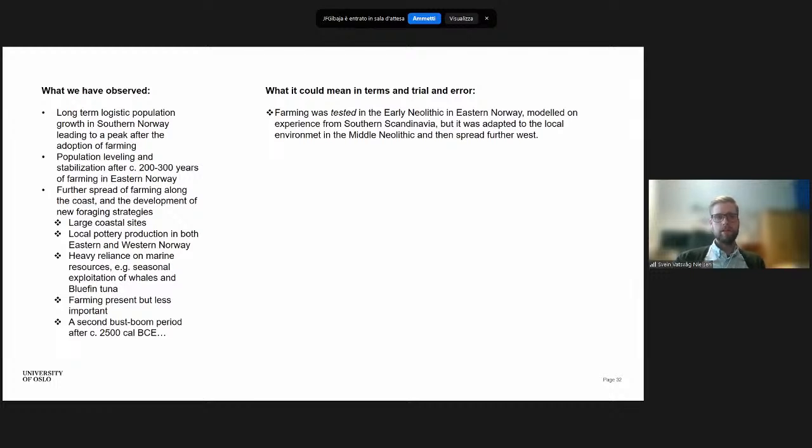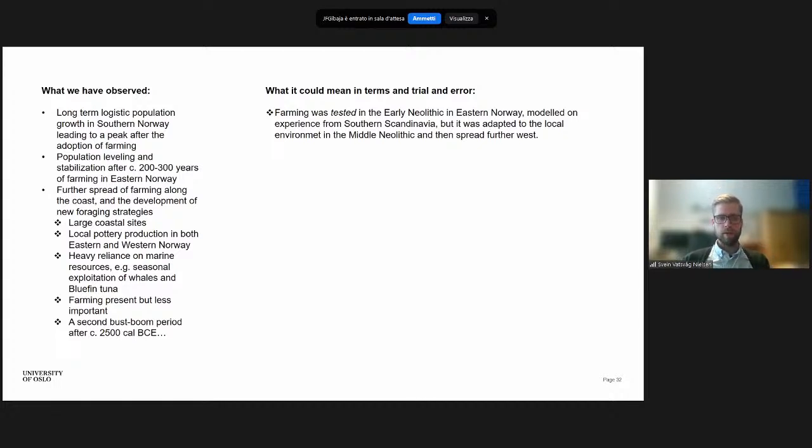And this leads to a peak after the adoption of farming. We've also seen that there is a population leveling and stabilization after about 300 years of farming in eastern Norway. And there is also a further spread of farming along the coast, further west. And that this happened at the same time as there is a development of quite new foraging strategies.